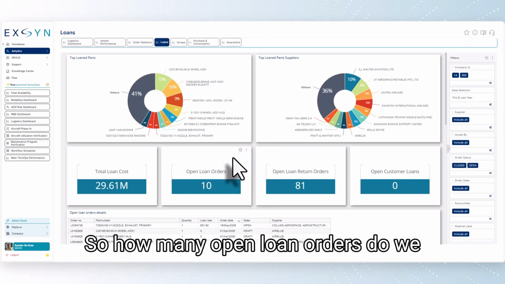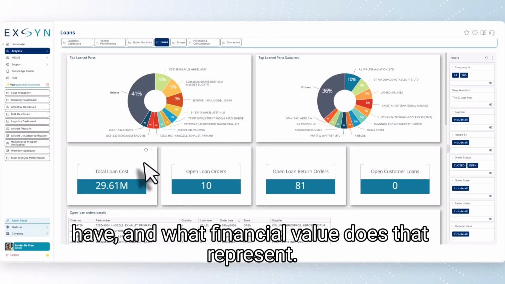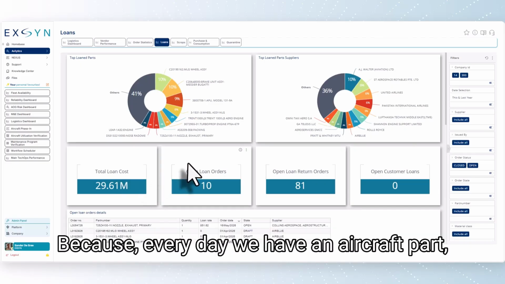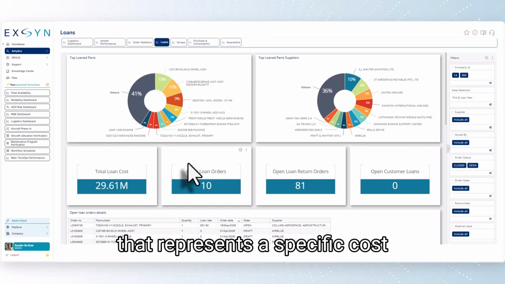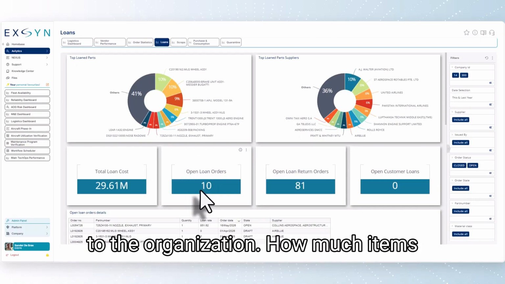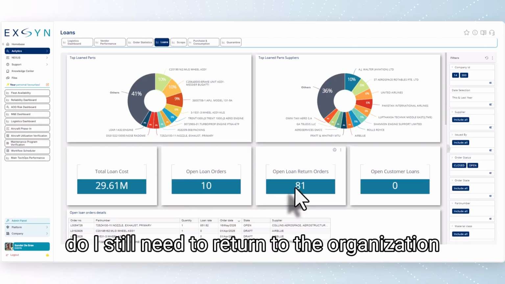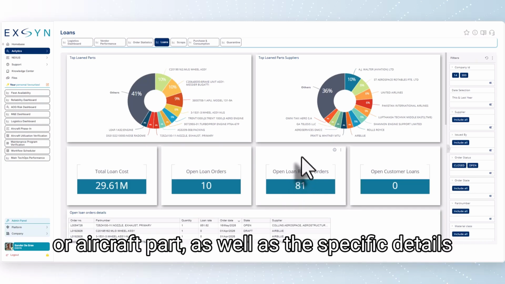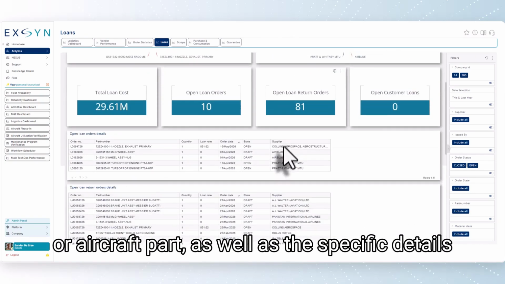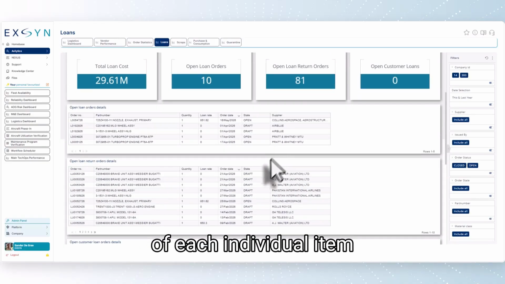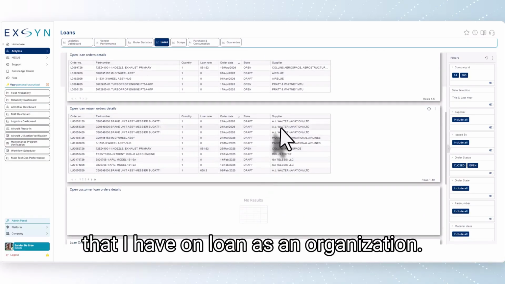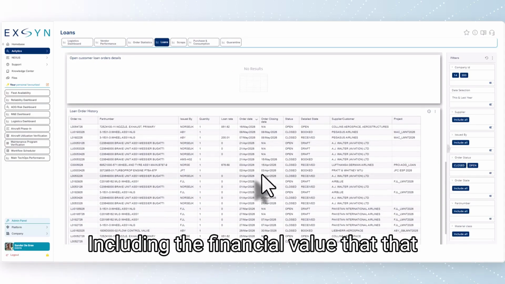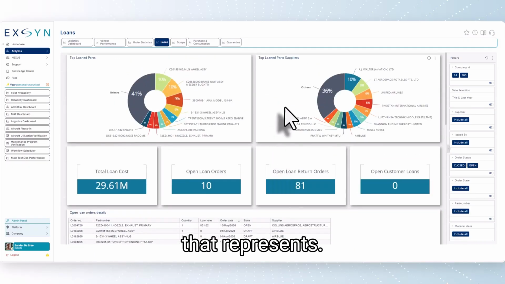So how many open loan orders do we have? What financial value does that represent? Because every day we have an aircraft part or tooling or equipment on loan that represents a specific cost to the organization. How many items do I still need to return to the organization that has loaned me that specific tool or aircraft part, as well as the specific details of each individual item that I have on loan as an organization, including the financial value that represents.